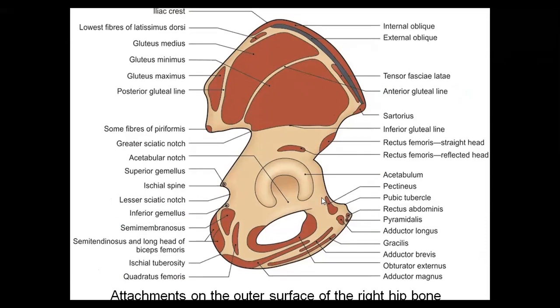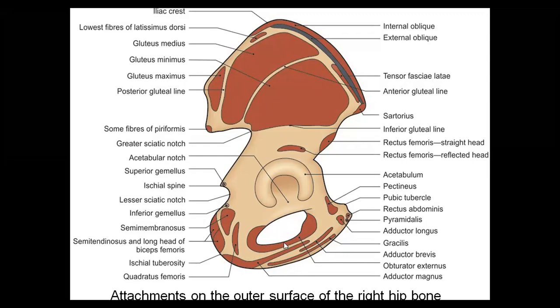Now see, this is the pubis bone and this is the ischium bone. So this is the ramus of ischium and this is the inferior ramus of pubis. Why am I calling it the inferior ramus? Because pubis also has a superior ramus. Ischium has only one ramus, that's why it is the ramus of ischium, whereas pubis has a superior ramus and an inferior ramus. So the inferior ramus of pubis and ramus of ischium together are called the ischiopubic ramus.